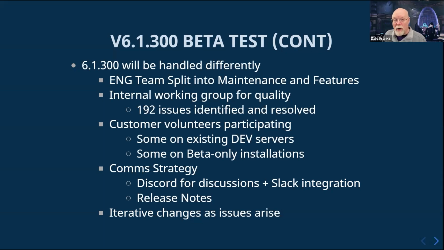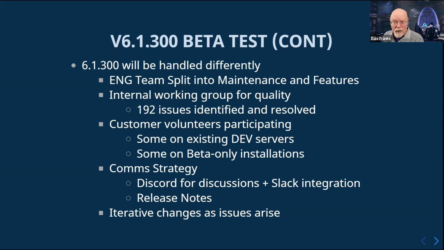Others have decided they would prefer to work on a beta-only installation. So we have copied their dev servers to an entirely new Process Director installation that is solely for beta testing, and they'll be working there. But either way, all of the customers who are participating in the beta test will have a version of 6.1.300 installed, and they'll be able to perform the testing, running through their processes and their applications to be sure that 6.1.300 works well for them.